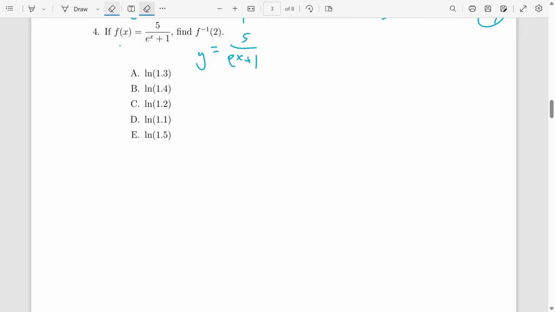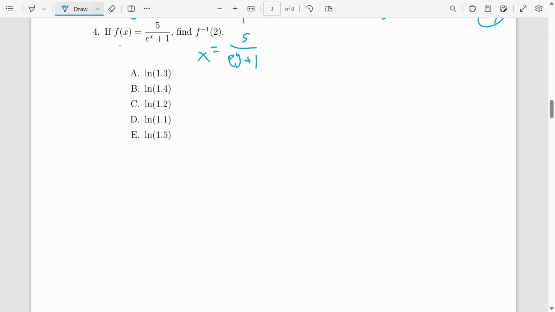And now we are going to swap the positions of the x's and the y's. So this y becomes an x, and this x becomes a y. Now at this point, we are going to rewrite this equation back into a form where we have a y all by itself on one side, and then whatever's remaining is going to be our inverse, f inverse of x. So that's what we're going to do now, trying to get y all by itself again.